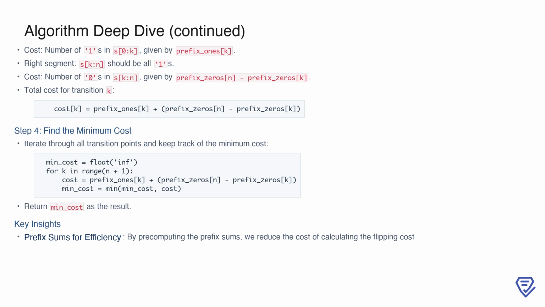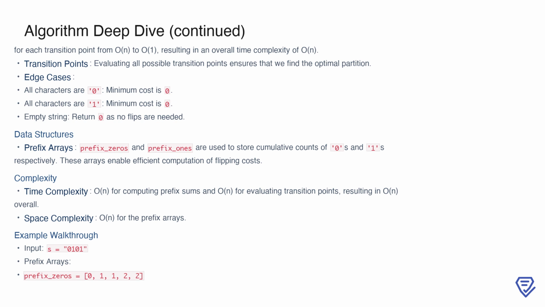partition of the string. To find the minimum flipping cost, we iterate over all possible transition points and calculate the cost using the formula discussed earlier. We keep track of the smallest cost encountered during this process. This approach leverages the efficiency of prefix sums, reducing the time complexity of calculating the flipping cost at each transition point to O(1). Since there are n plus 1 transition points, the overall time complexity of the algorithm is O(n). Additionally, the space complexity is O(n) due to the prefix arrays.